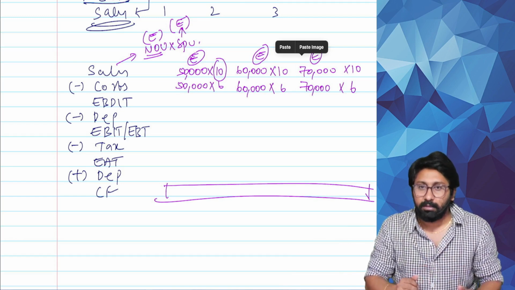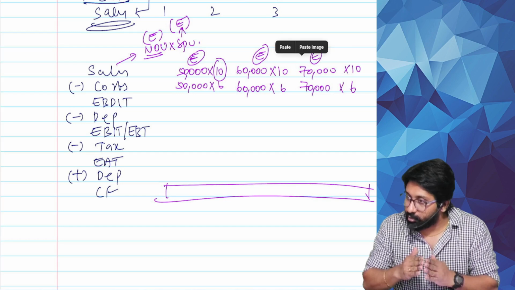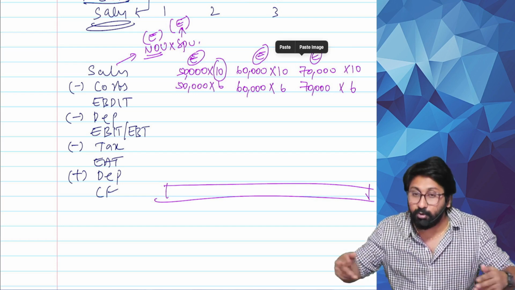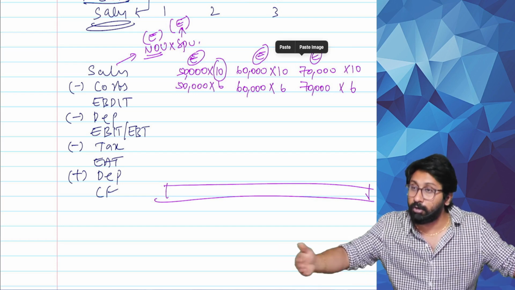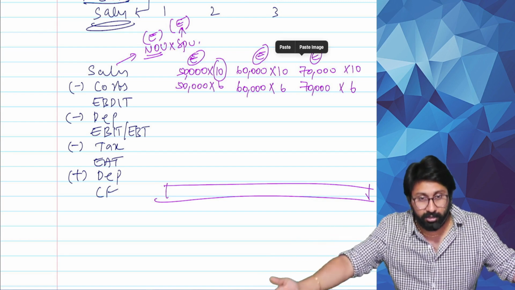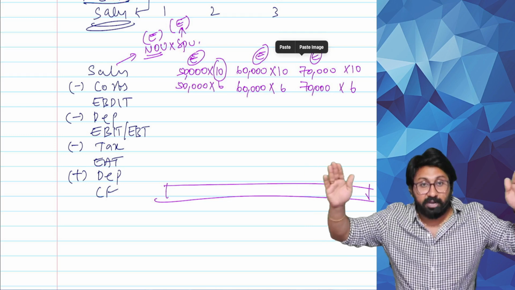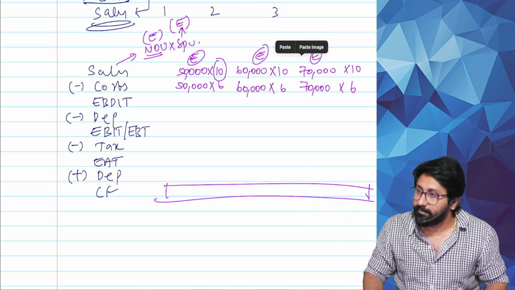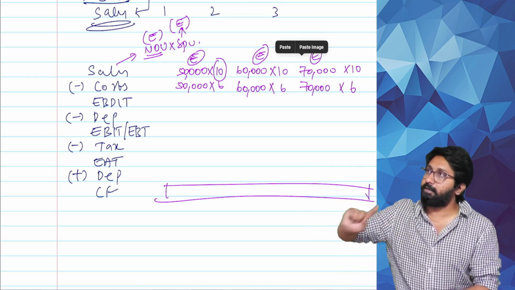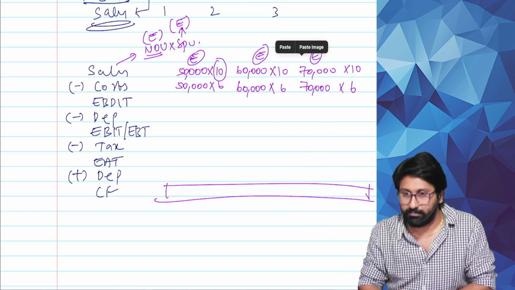Everyone, in all the capital budgeting questions done till now, we ignored inflation. Loudly we ignored. Which means, with what assumption did we start doing the questions? Sale price 10 for all the 5 years.